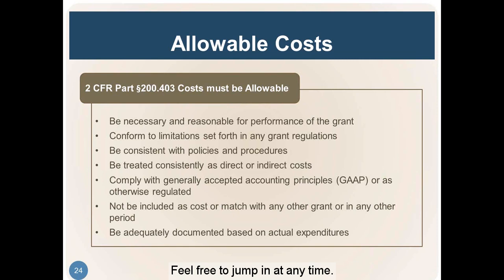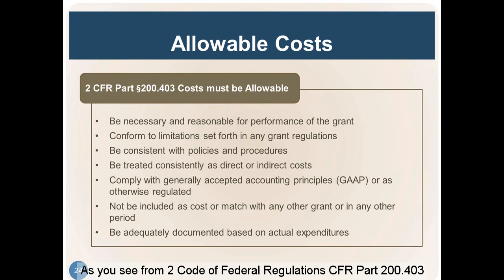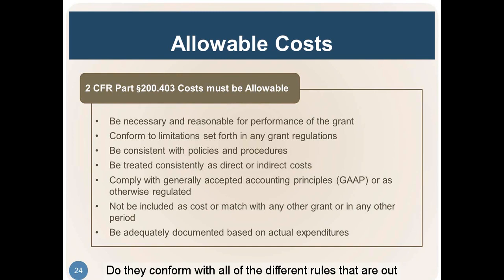Okay. So the first part, are the costs allowable? So as you see from 2 Code of Federal Regulations, CFR, Part 200.403, when you're assessing whether they are allowable, you're looking at, are they necessary in order to administer the grant? Do they conform with all of the different rules that are out there in terms of the federal statute, regulations, policies, the Uniform Administrative Guidance, the Cash Management Improvement Act, any sort of federal rules that are out there, as well as any of your own state, tribal, or territory-wide rules that would apply.